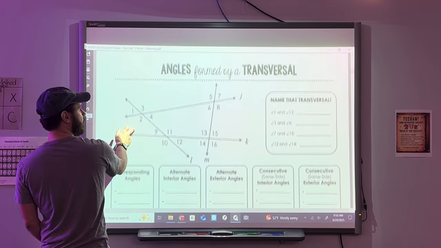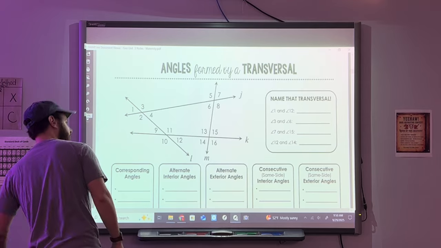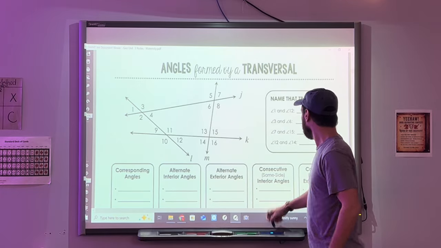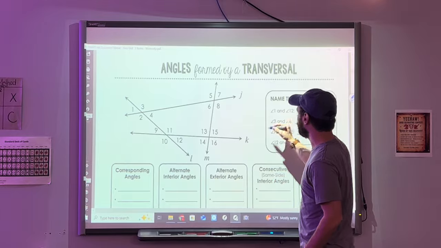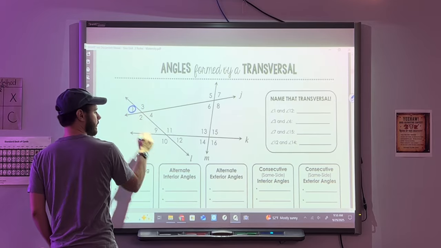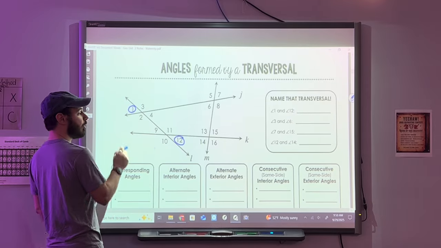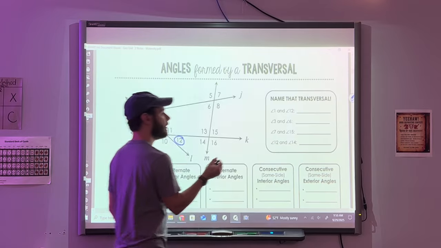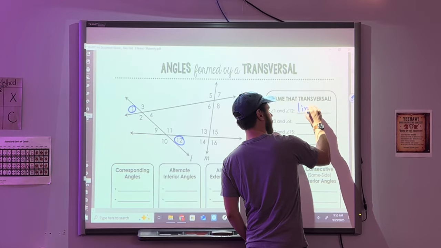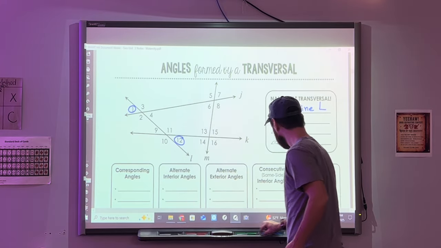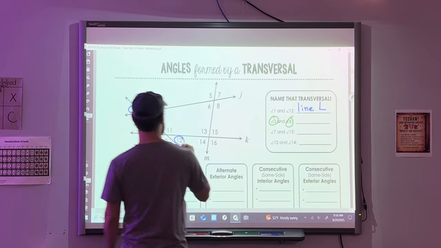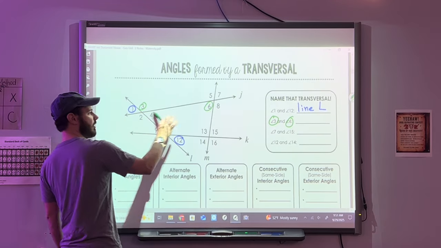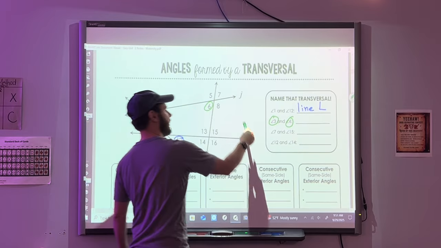Okay. Angles formed by a transversal. So now we're going to start filling in our own examples. But let's figure out the transversal first. 1 and 12. The line that they both share, the line that they are both on, is L. It is this line here. Line L. 3, 6. The line these green ones share is this one, so it's going to be line J.